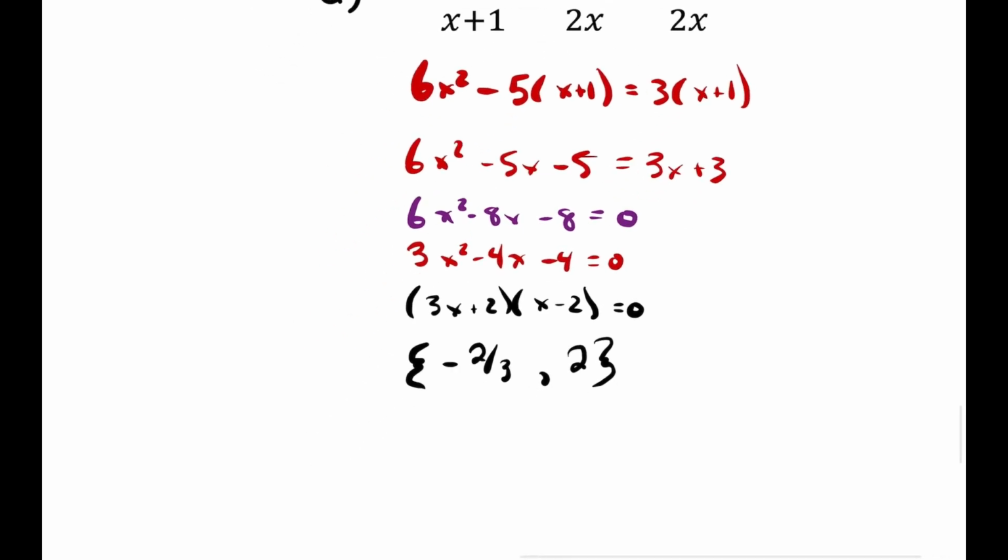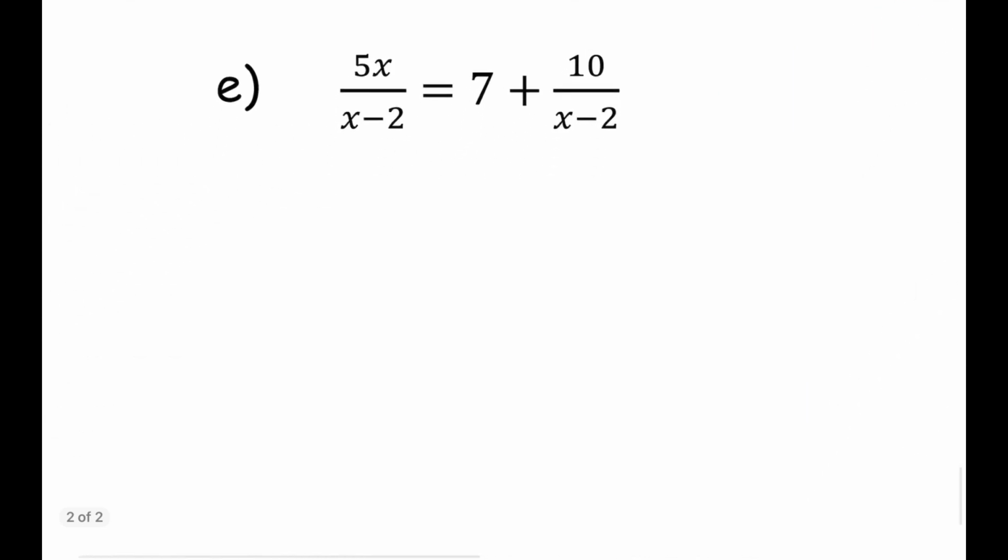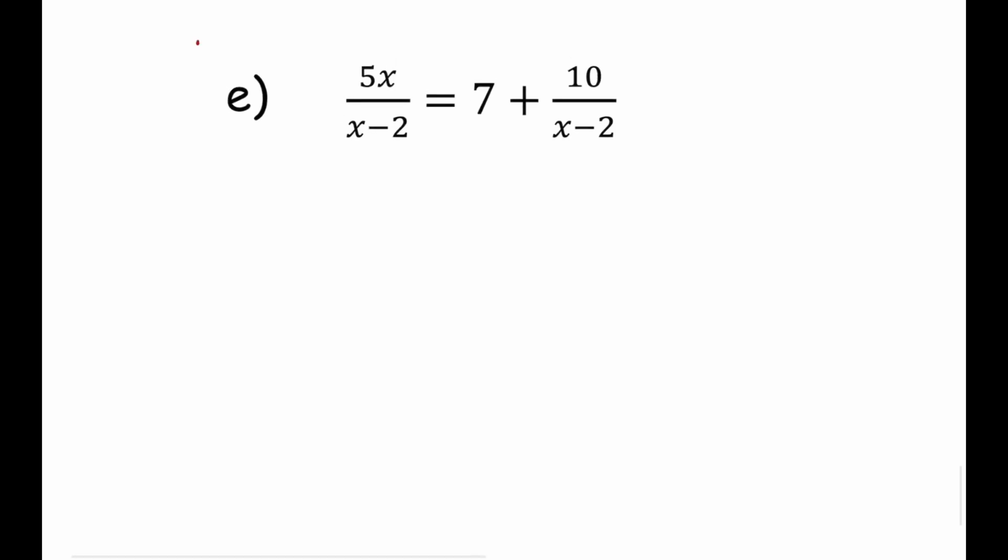All right, here we go. Keep moving. Number E here, and we're going to look for the least common denominator. This one's pretty easy. It's just x minus 2. That's our least common denominator. That's what we're going to multiply everything by.